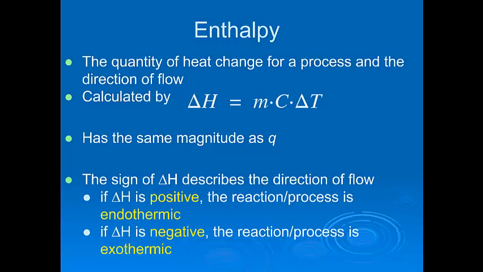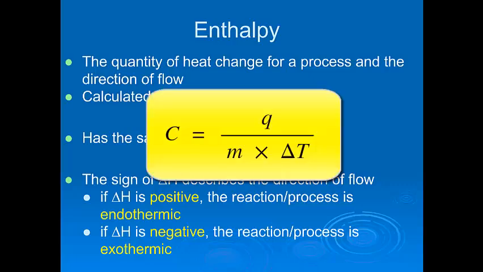So before we take a look at the process, we want to understand a term that's very important. It's called enthalpy. Enthalpy is a quantity of heat change for a process, but also it's the direction that heat is flowing, whether it's flowing into the system or out of the system. We calculate it by the equation ΔH, which is the symbol for enthalpy, equals m, which is mass, times C, which is specific heat capacity, times ΔT, which is the change in temperature. Now, you should recognize those variables and that relationship because it's one you already know.